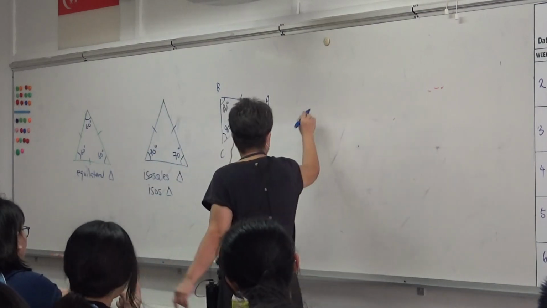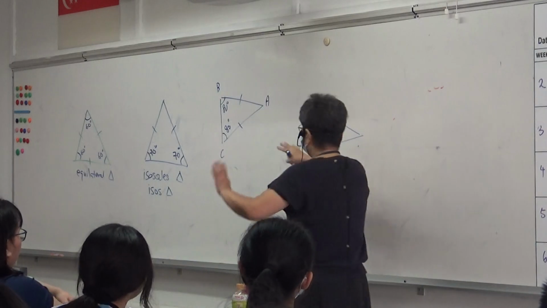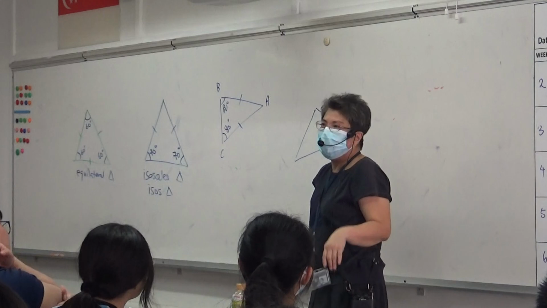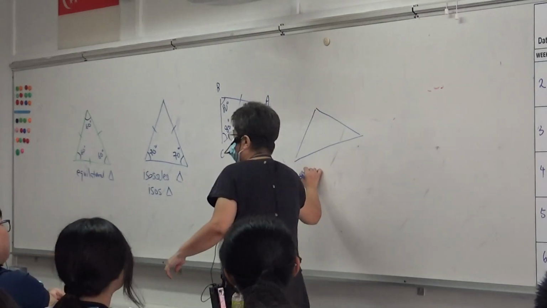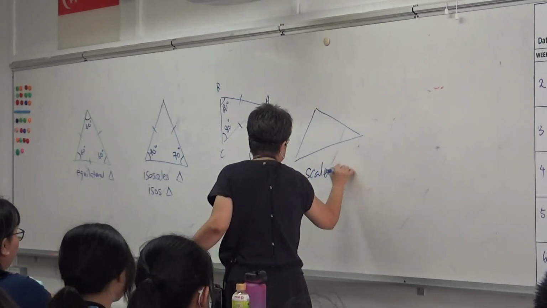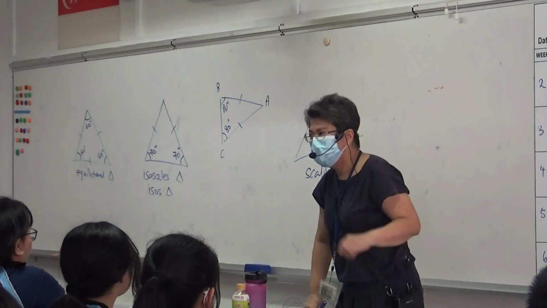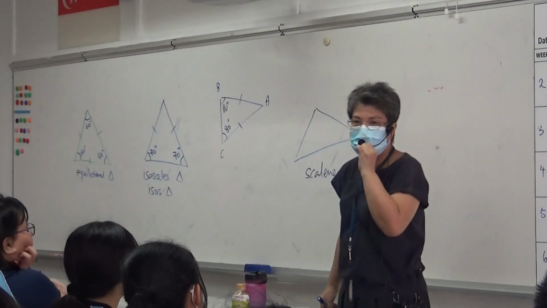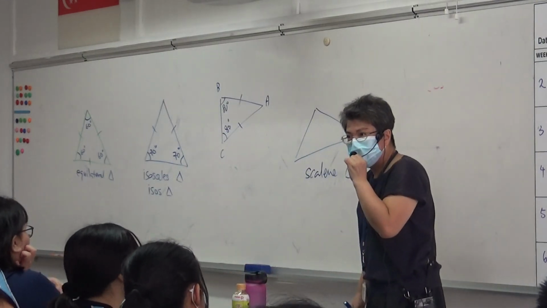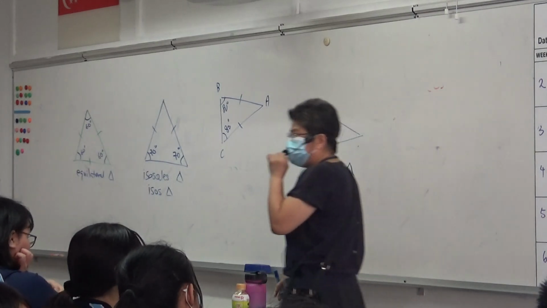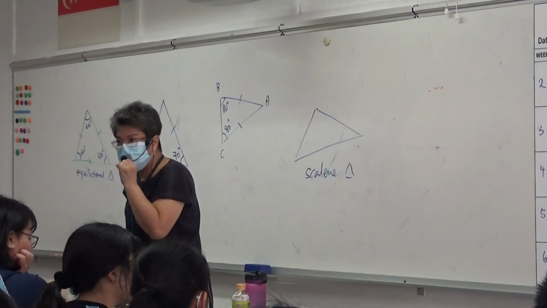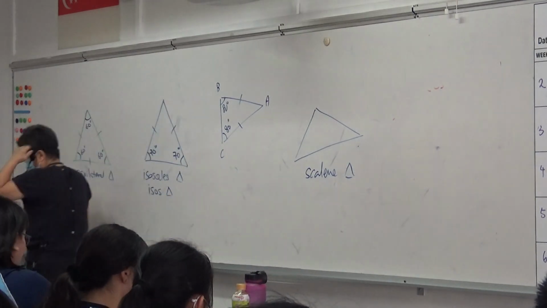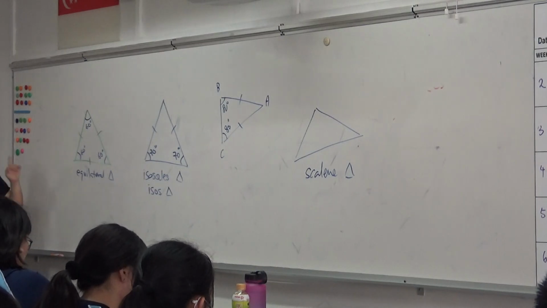Now, what do we call a triangle with all three sides of different length? It's called a scalene triangle. Usually the scalene triangle is not so commonly used. Equilateral and isosceles triangles are more commonly used. So this is according to the lengths of the sides. Are we clear? Now next, we can also classify triangles according to their angles.